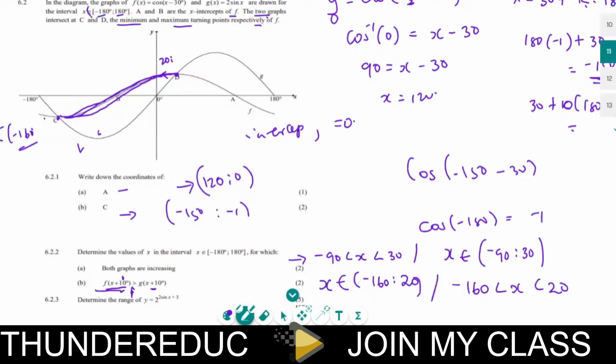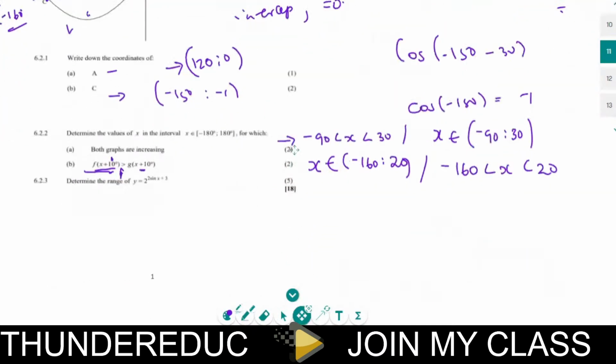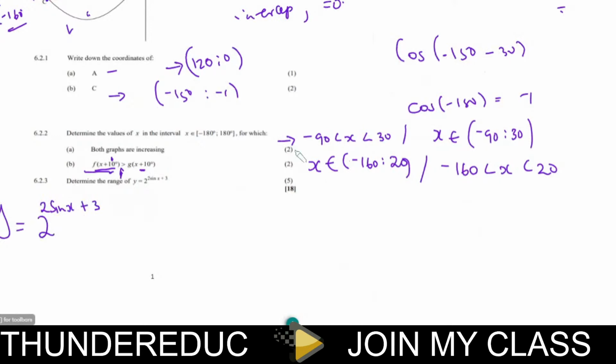And lastly, 6.2.3. They want us to get the range. We determine the range where y is equal to 2 sine of x plus 3. So the original shape, let's say, was 2 sine x. You know that with this graph, the range is going to be the minimum value, which will be negative 2, and the maximum is going to be 2, because this 2 is the amplitude, the minimum and maximum values.